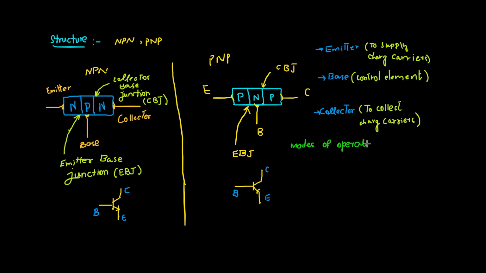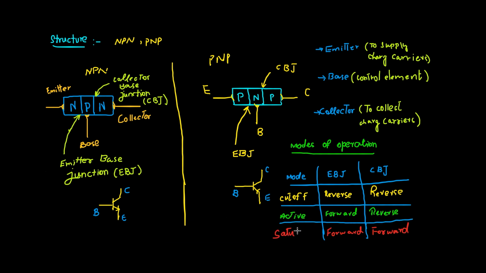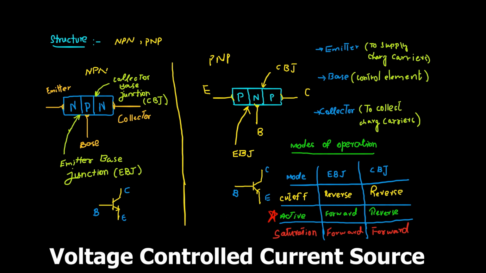Now there are three modes of operation of a BJT. The first one is the cutoff mode, in which both emitter-base and collector-base junctions are reverse biased. In active mode, the emitter-base junction is forward biased while the collector-base junction is reverse biased. The third mode is saturation mode, in which both junctions are forward biased. The most important mode of a BJT is active mode, because in this mode the BJT acts as a voltage controlled current source, which is the reason for the BJT to be used as an amplifier.